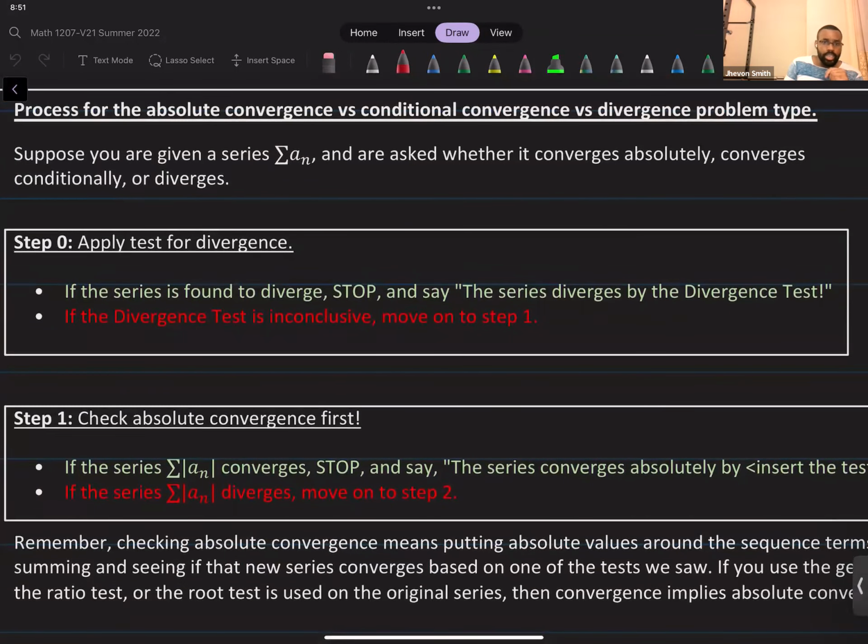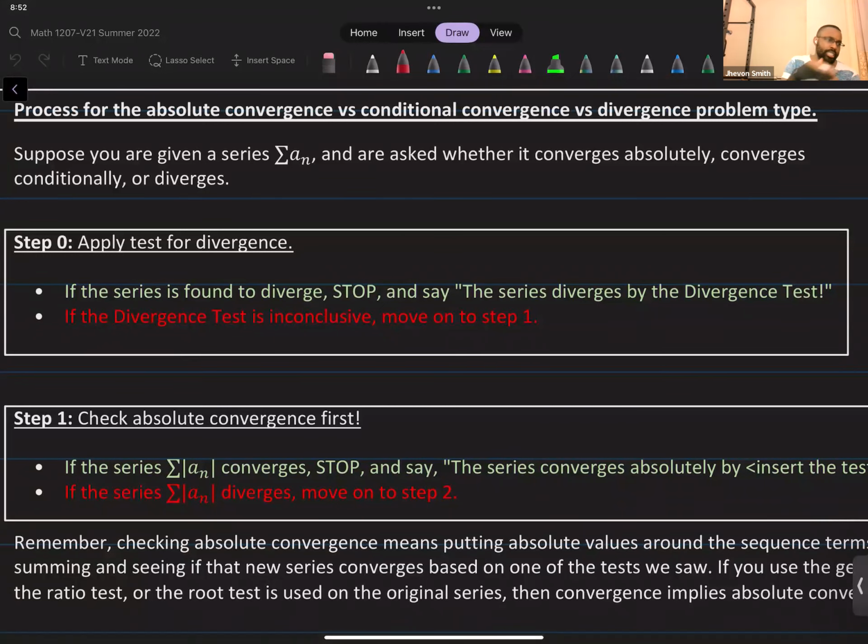Now, step 1 says you should check absolute convergence first. Because if it converges absolutely, it automatically converges conditionally. You would not have to check conditionally in addition to checking absolute. Once you have absolute, you have everything. It's the gold standard. However, if you check conditional first, then checking absolute is an extra check. So you can kind of turn your work into double what you have to do.